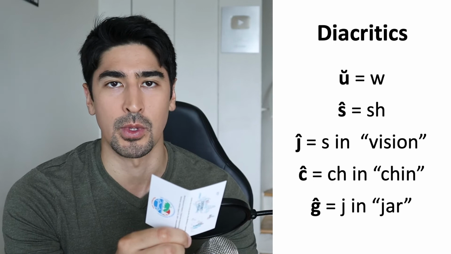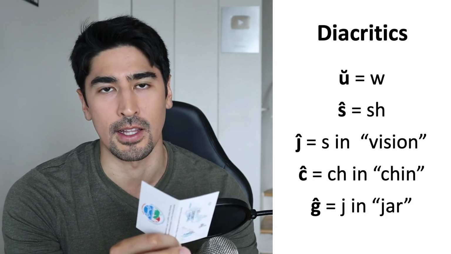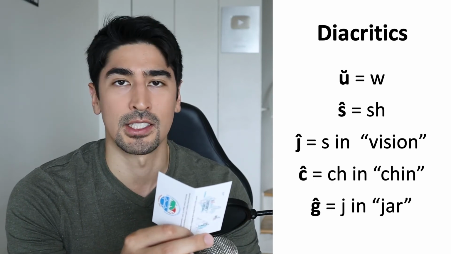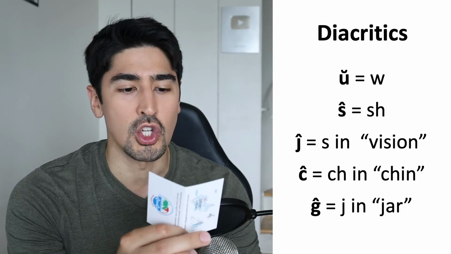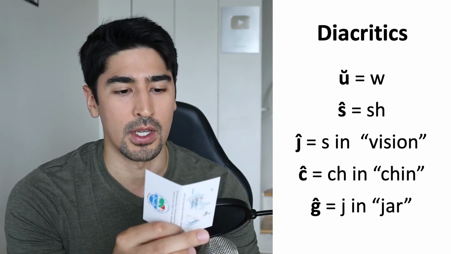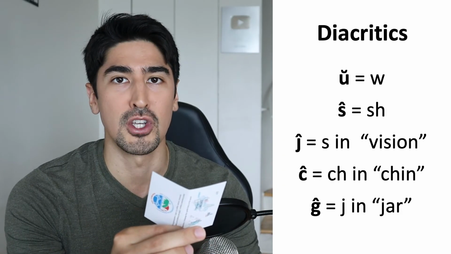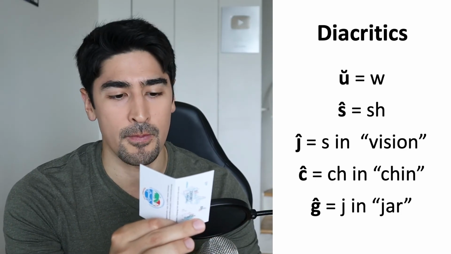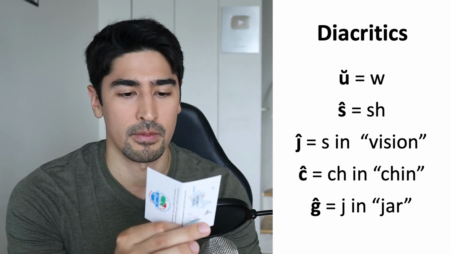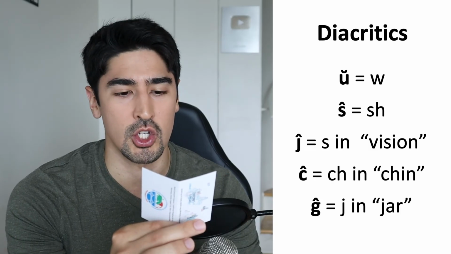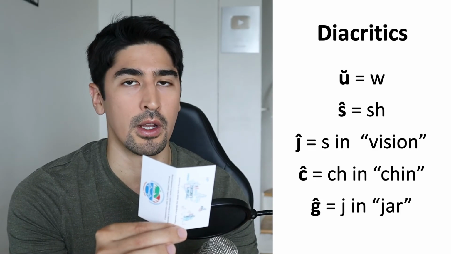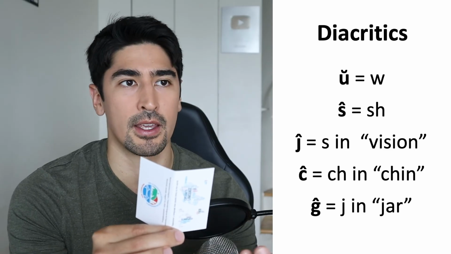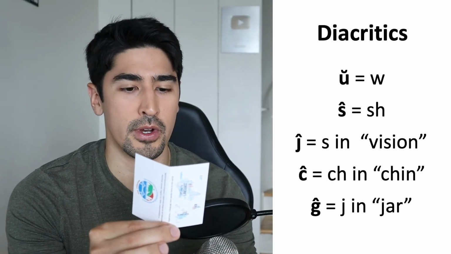Then we have diacritics. So u with a little accent becomes w, like the English w. S with the accent becomes sh. J with the accent becomes j, like in vision. C with the accent, so we saw that without the accent it's ts. With the accent it becomes ch. So there is a difference between sh and ch. G is always going to be a hard one, like in get. If you want to make it sound like general or journal, you'll put an accent to it. And the vowels are pronounced like in Spanish.